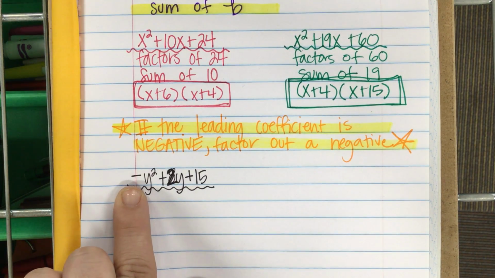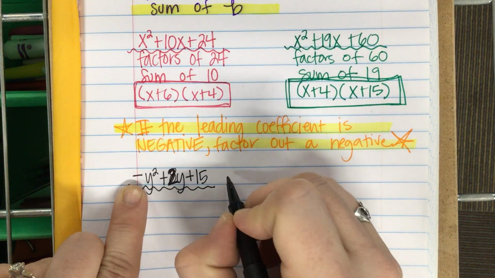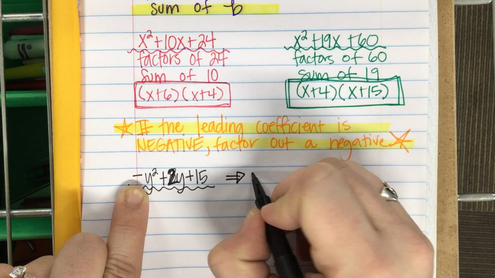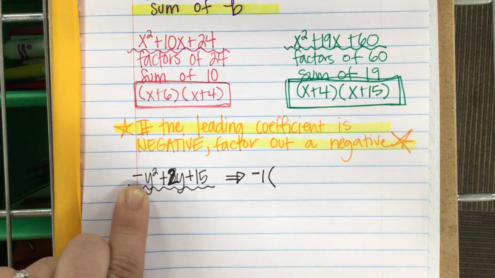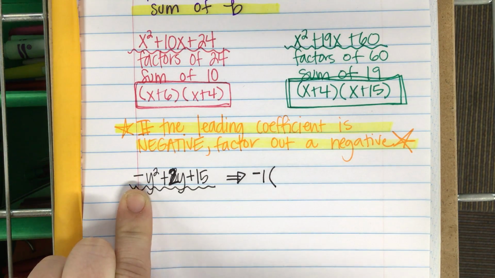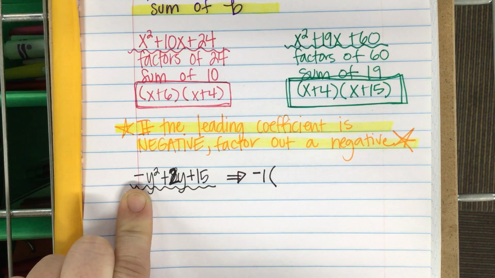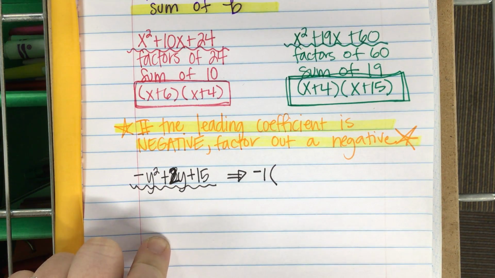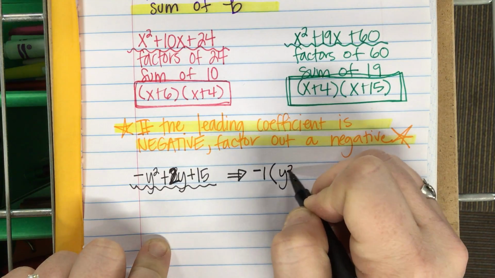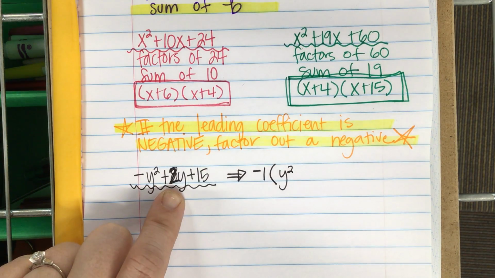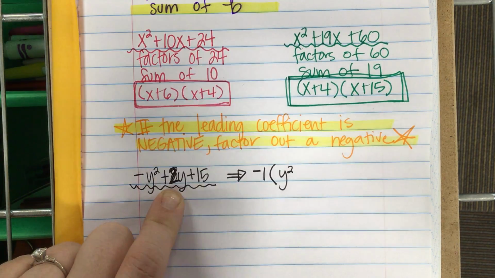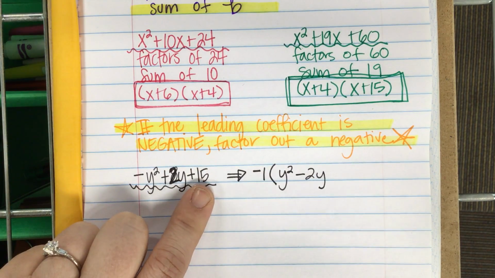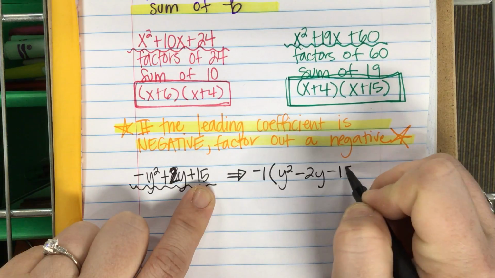Because I have a leading coefficient that's negative, I need to rewrite this. I need to take that negative 1 out. If I take out the negative 1, that means everything changes, correct? Instead of negative y squared, it becomes positive y squared. Instead of positive 2y, it becomes negative 2y. And instead of 15, it becomes negative 15.